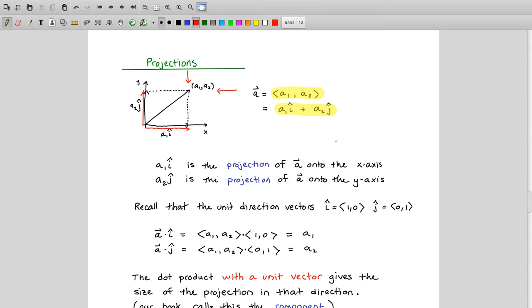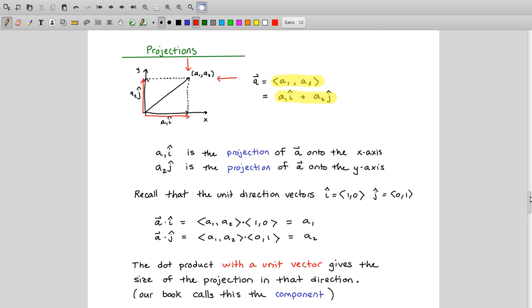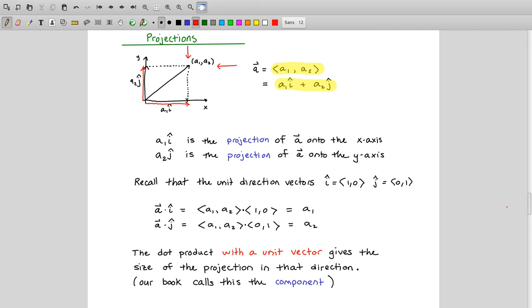Okay, that's an interesting definition. But now we're going to connect this to dot products. If we remember these unit direction vectors, i is 1, 0, and j is 0, 1, we can see that A dot i is the vector a1, a2 dotted with 1, 0. That just picks off the value a1. And that's what A dot i is.